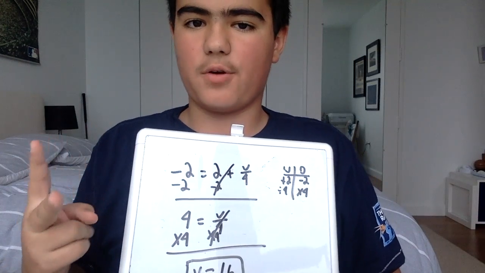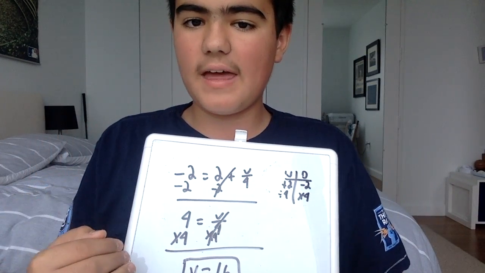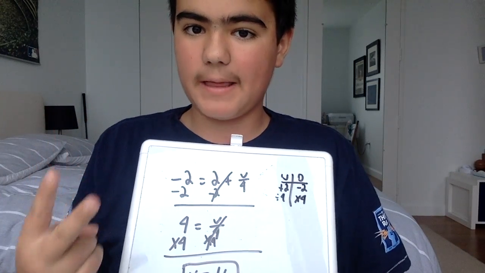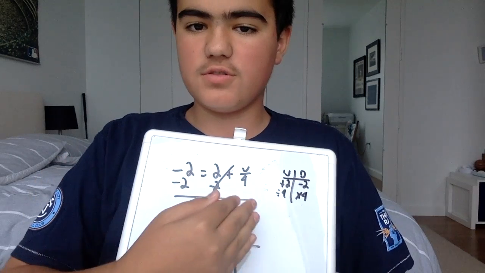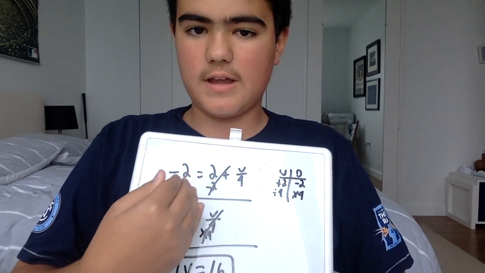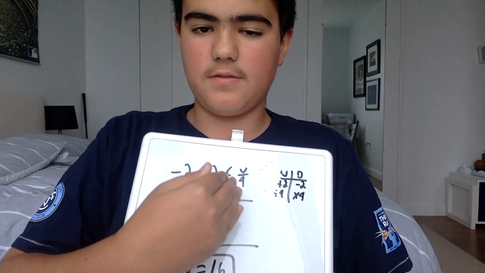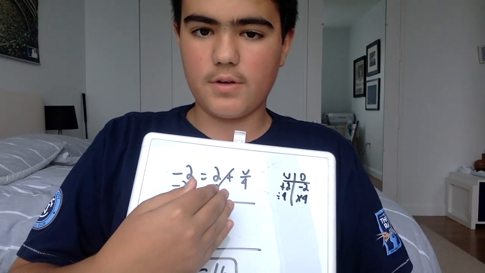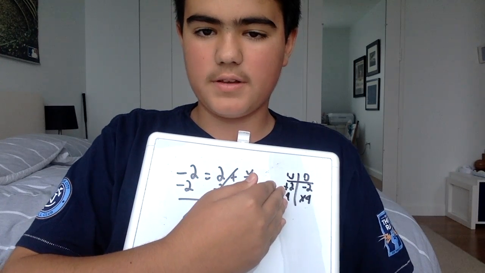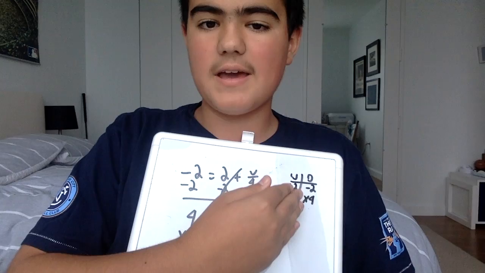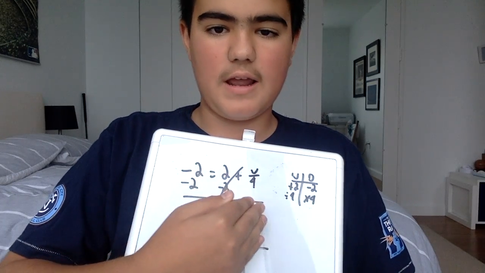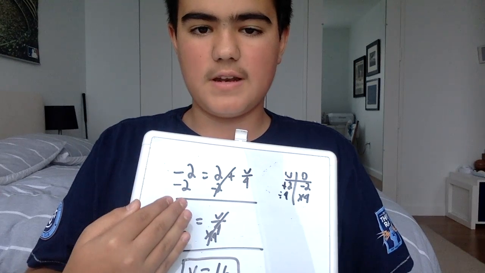The next type is two-step equations. What do I mean by that? You have to do the inverse operation twice, and we'll get to that later. First, write out the problem as in the example above: negative 2 equals 2 plus v divided by 4. First, you would use the inverse operation of minus 2. So you minus 2 here, and then you cancel that out. Negative 2 minus 2 is negative 4.